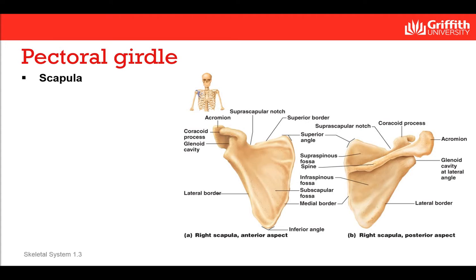The scapula is a triangular-shaped bone which lies flat on the dorsal surface of the rib cage. It has three borders: superior, lateral, and medial. In the anterior view, the scapula follows the contours of the thoracic cage.